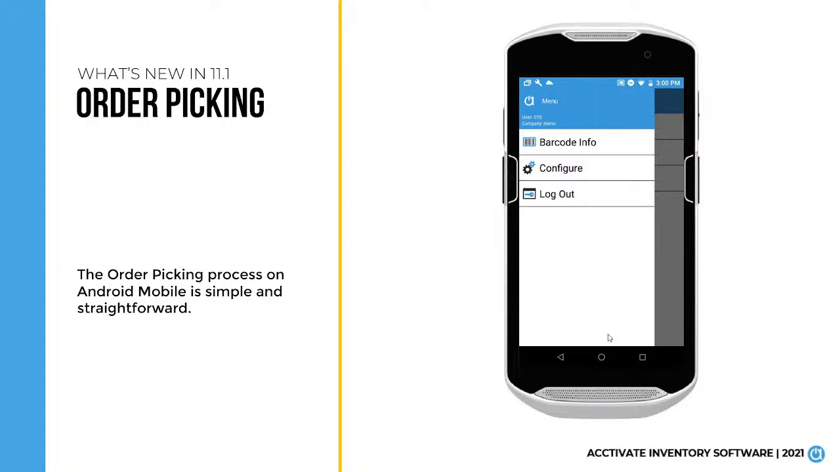All right, so now that we've covered the login and menu options, let's take a look at what happens when we click on the picking menu option.